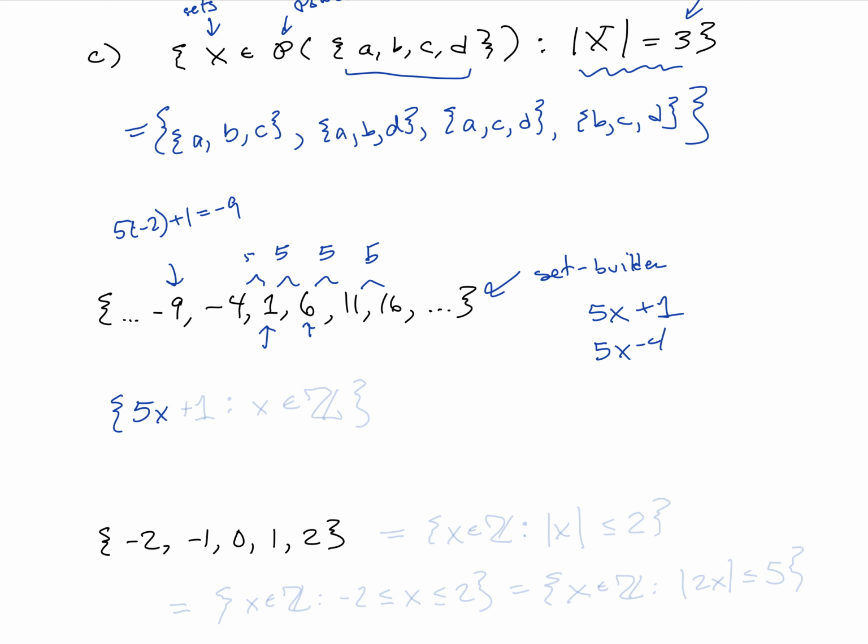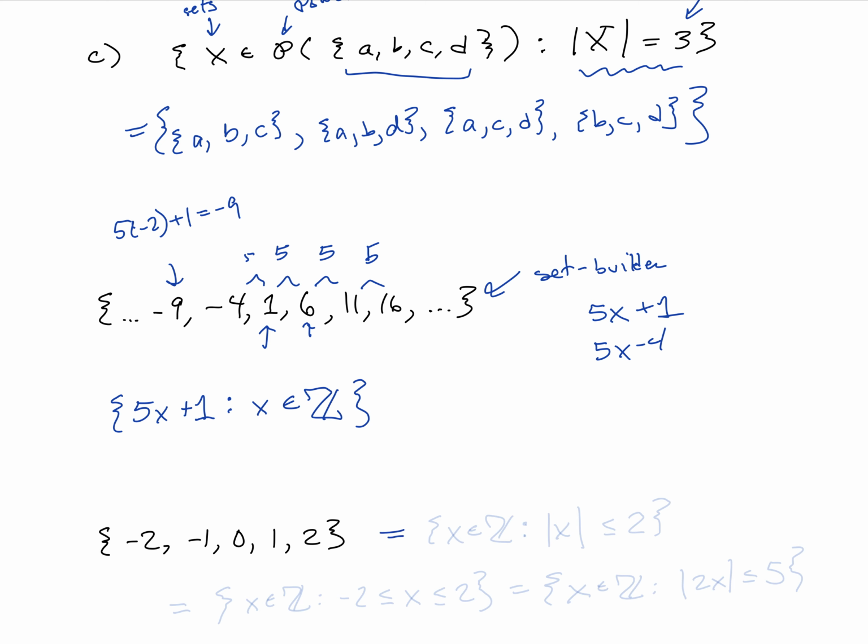we could write this as 5x plus 1 such that x is an element of the integers, because it's all positive and negative whole numbers as well as 0. Next, here we've just got negative 2, negative 1, 0, 1, and 2. So the set before was an infinite set, but this is a finite set. So there are different options.